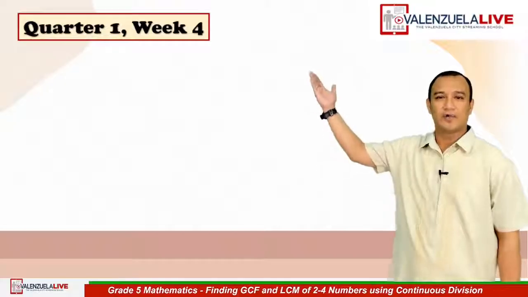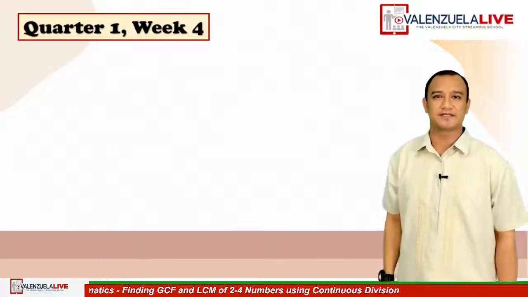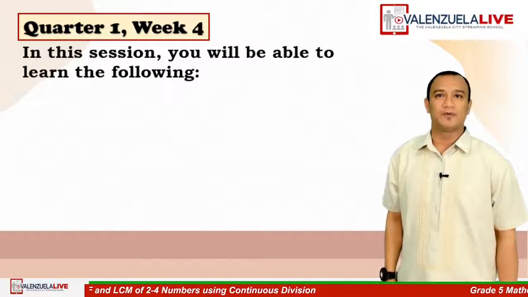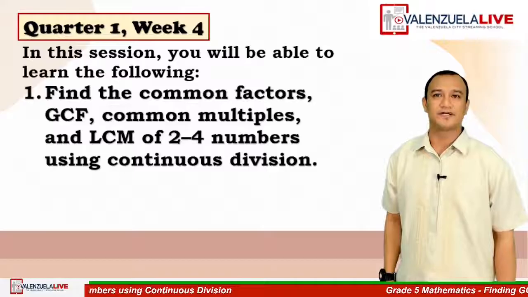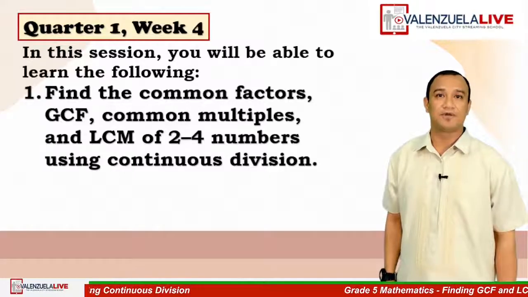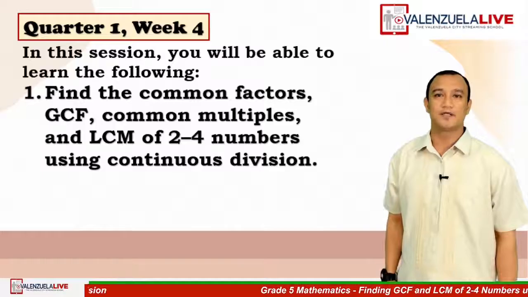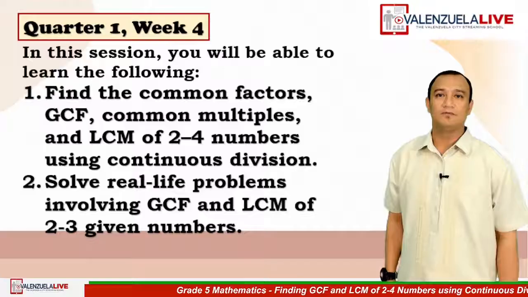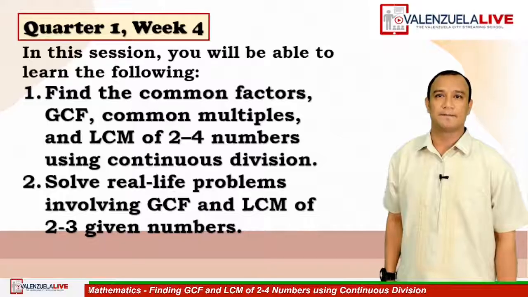We are now on our quarter 1, week 4 of our most essential learning competencies. In this session, you will be able to learn the following. First, find the common factors, GCF, common multiples, and LCM of 2 to 4 numbers using continuous division. Second, solve real-life problems involving GCF and LCM of 2 to 3 given numbers.